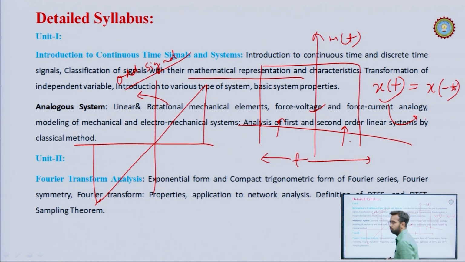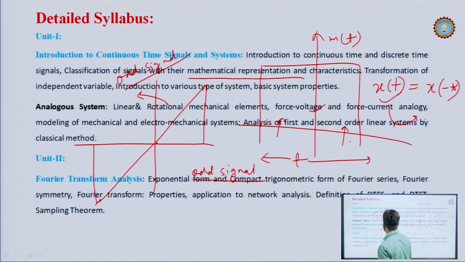So, if you try to find out the symmetricity, this figure is symmetric about what? It is symmetric about the origin. Whenever a signal is symmetric about the origin, we can say the signal is what signal? An odd signal. And again we come to the mathematical representation of this odd signal. How can we write it?